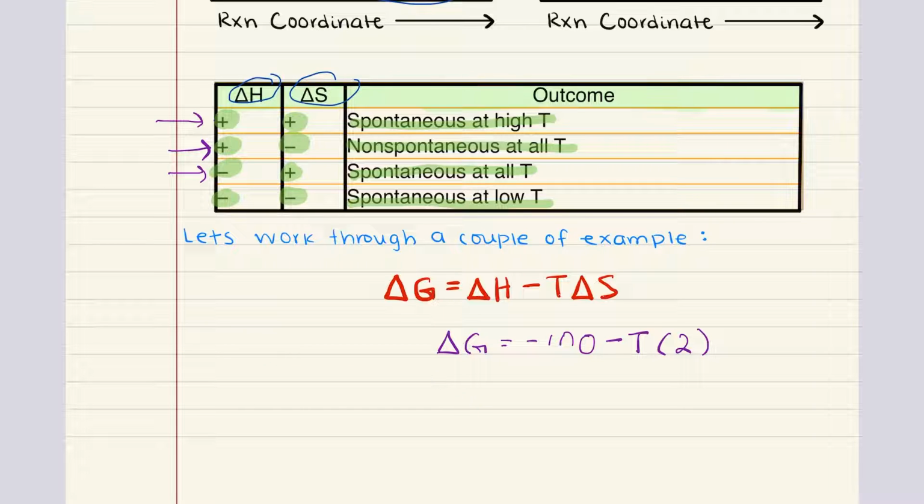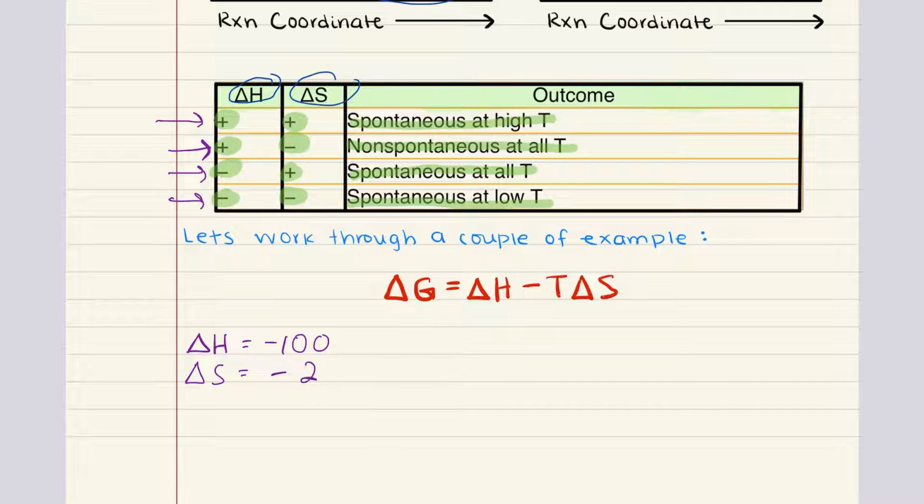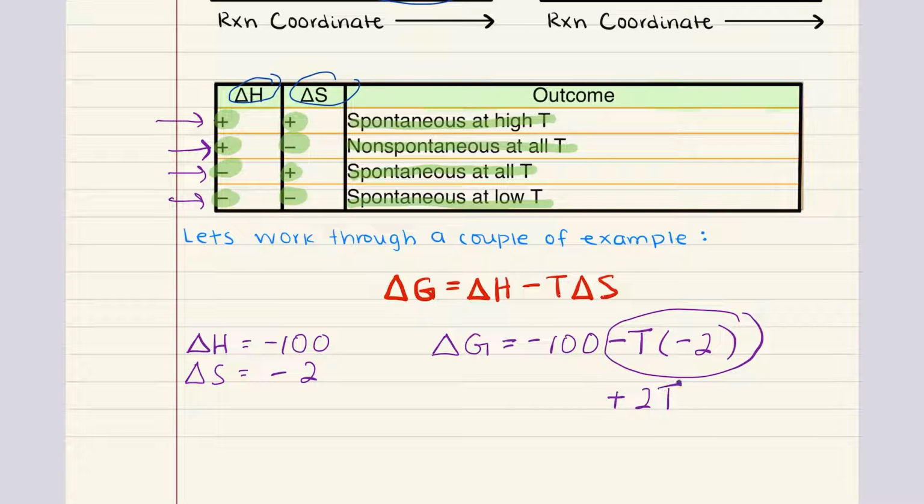Now let's do our last and final scenario, when delta H and delta S are both negative. We're going to assign delta H to be negative 100 and delta S to be negative 2. Our equation is now delta G is equal to negative 100 minus T multiplied by negative 2. Now this minus TS term is going to be positive 2T because we're multiplying two negatives, that gets us a positive. So our equation is negative 100 plus 2T.